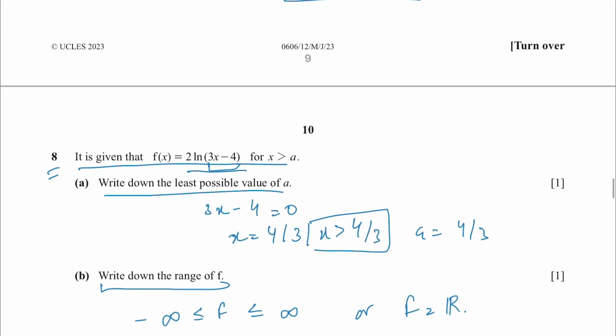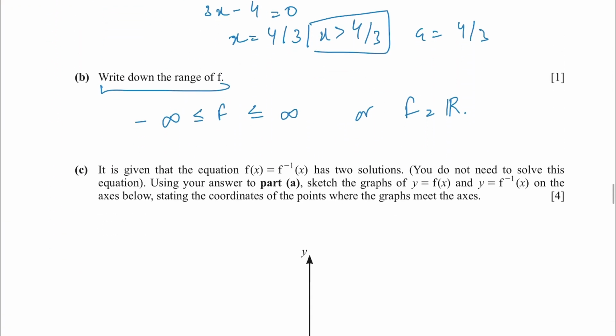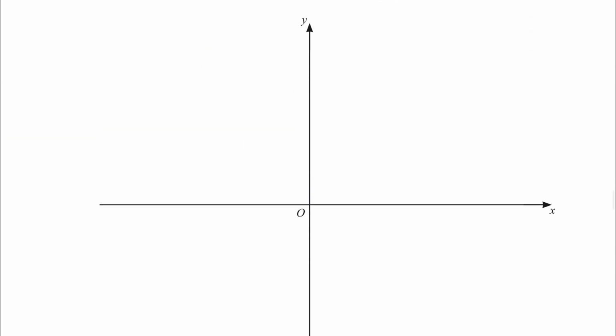Now we need to draw a graph of f of x and f inverse of x. So for f of x, we have a domain of x greater than 4 over 3. Let's draw a rough graph. This is 1, this is 2, this is 3, this is 4, this is 5, and the same on the other axis. You can take it as 1 over 3, 2 over 3, 3 over 3 is basically 1. This is 4 over 3.